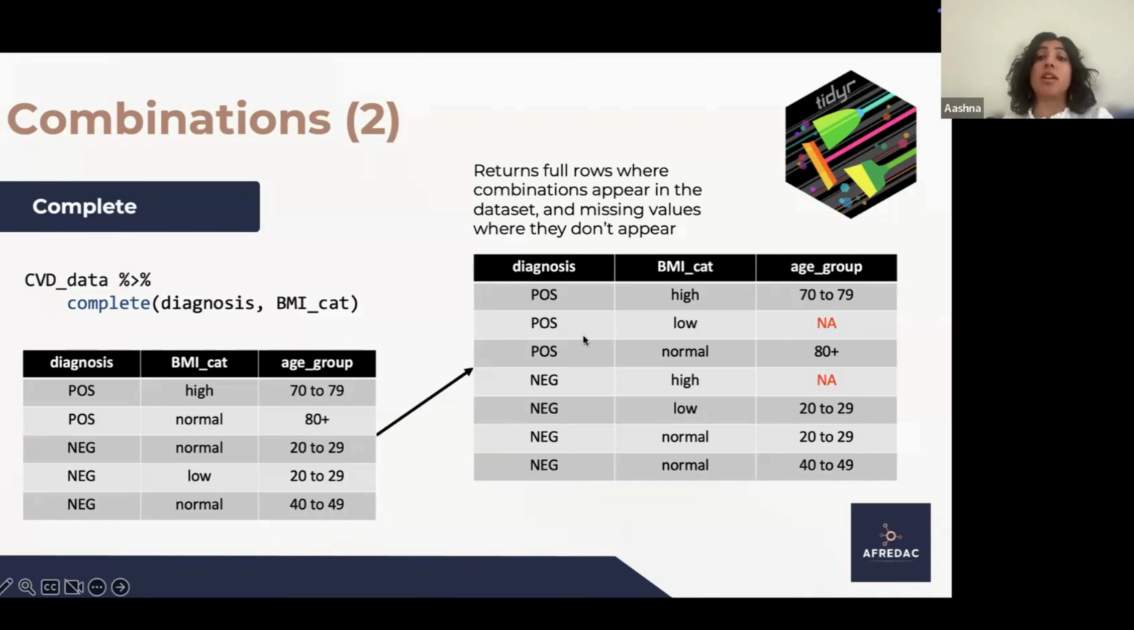For example, there's nobody in our data set with low BMI who has a positive diagnosis, and there's nobody in our data set with a high BMI and negative diagnosis. So we've got NAs listed over here, if that makes sense. And this can also be useful, again, in extending the previous expand function to understand what combinations do not actually exist in the data set.